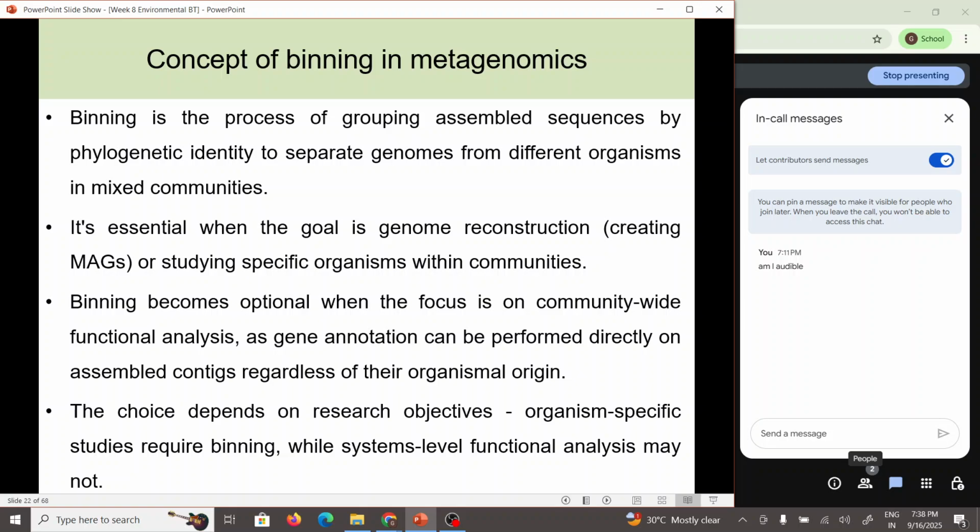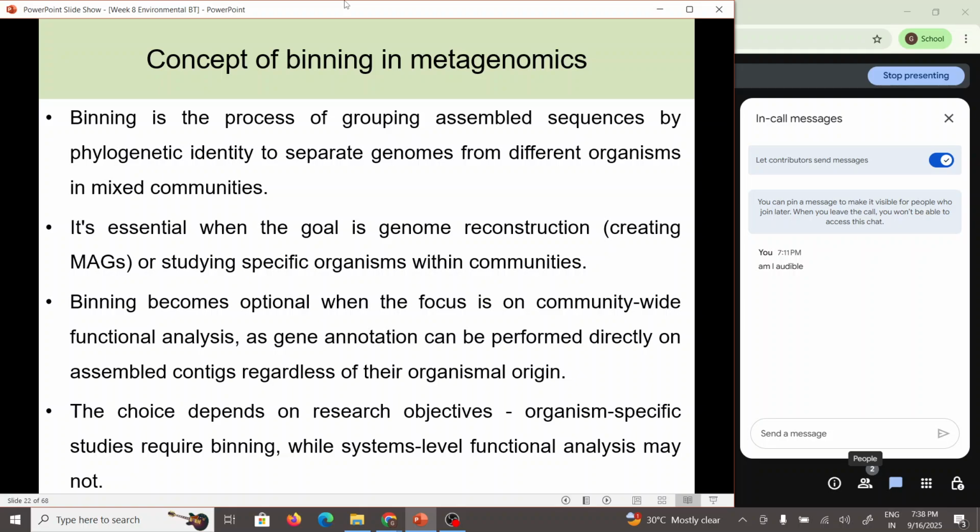So why are we doing this? Because we have a mixed community of organisms. We have very high diversity in the microbial organisms that are present. Hence, we are using the phylogenetic identity as the basis to group the assembled sequences. By this we are going to have separate genomes from the different organisms in the mixed community. So it is essential when the goal is genome reconstruction or studying specific organisms within communities.